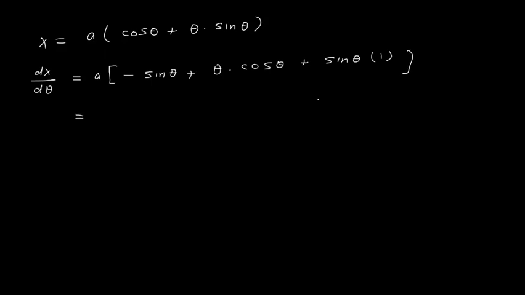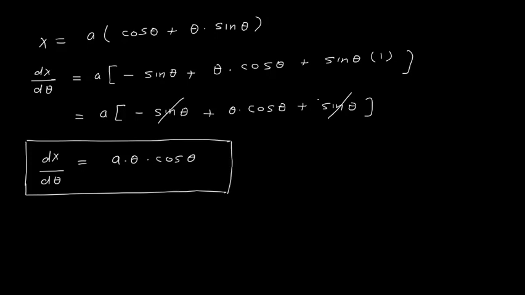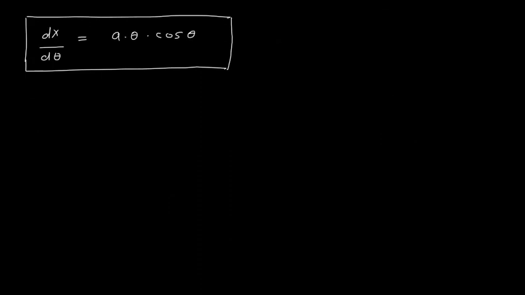Dx upon d theta is equal to minus sin theta plus theta into cos theta plus sin theta. Now this minus sin theta and plus sin theta will cancel, and we have a into theta into cos theta. This is dx upon d theta. So the value of dx upon d theta is a theta into cos theta. Right. So this is second equation, you consider.